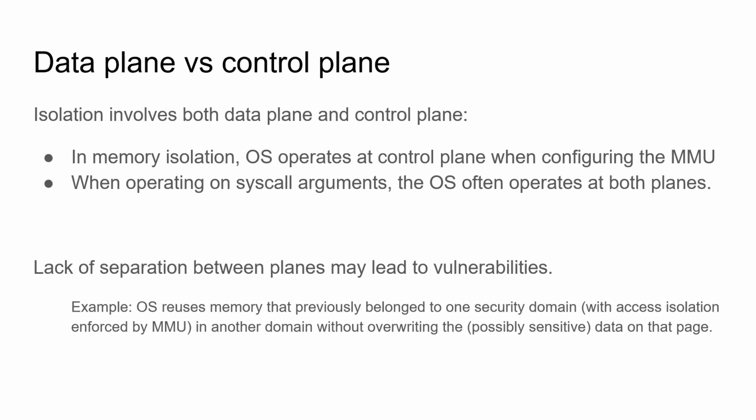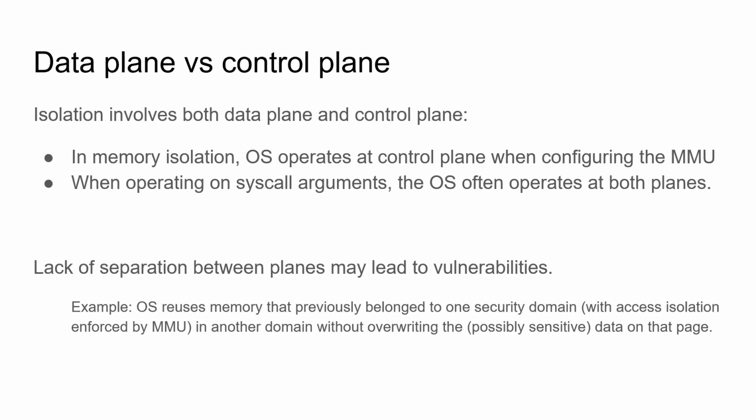When, for instance, an operating system tries to protect a certain chunk of memory of one process from all other processes by configuring the memory management unit, the MMU. Okay. This configuration happens only once, and afterwards the hardware will simply check that all the accesses are not violating the security policies. Okay, so this is a control plane operation. In some cases, for instance, when the operating system operates on the system call arguments, the control plane and data plane are both active.